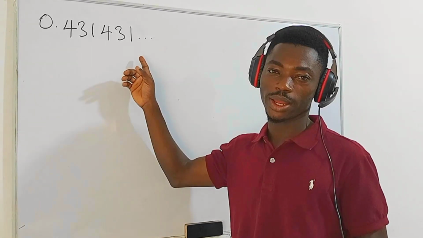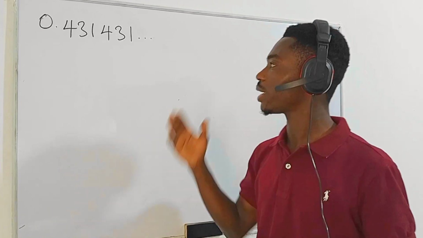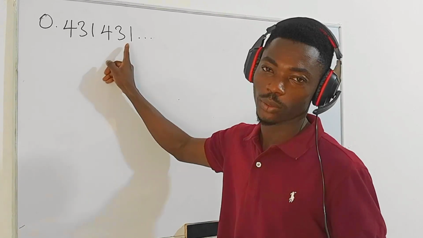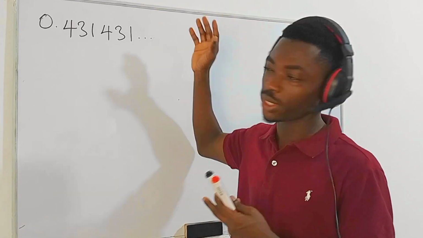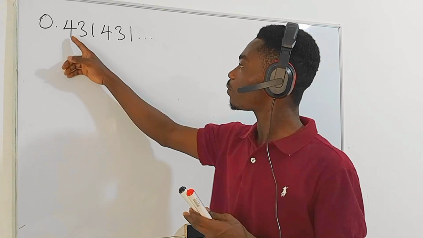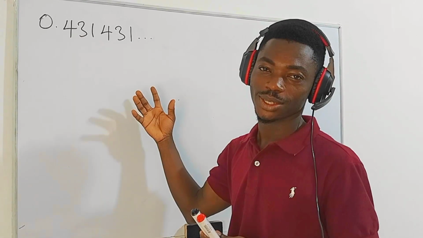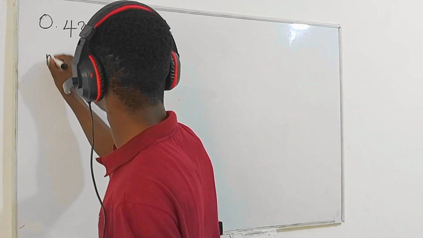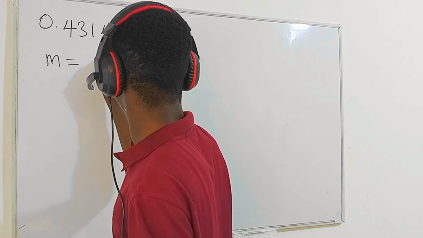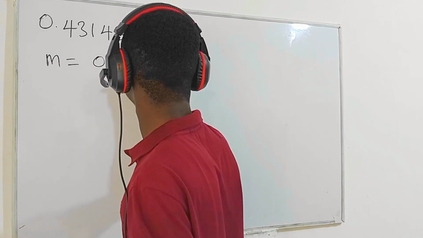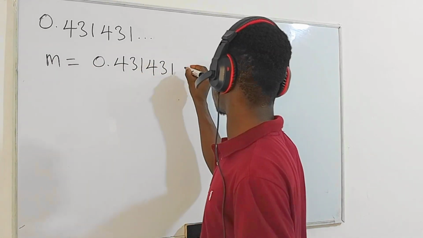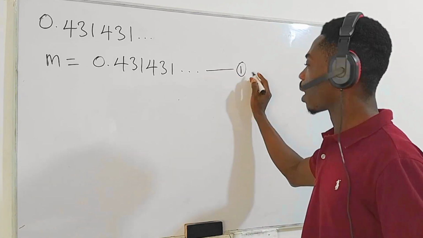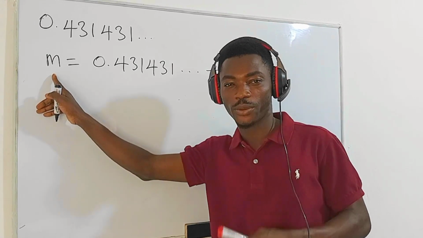Next, we have this right here. It's a little bit challenging, but don't worry, we are going to go through. We have 0.431431, and it also keeps on going up to infinity. So we can clearly see that 431 is repeating. So let's start. Of course, always we will let some variable. This time around, I will say m should be equal to 0.431431 up to infinity, and this will be our equation 1. Don't forget that m is the fraction that we are looking for.